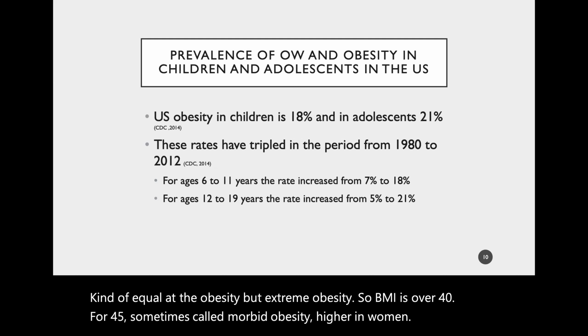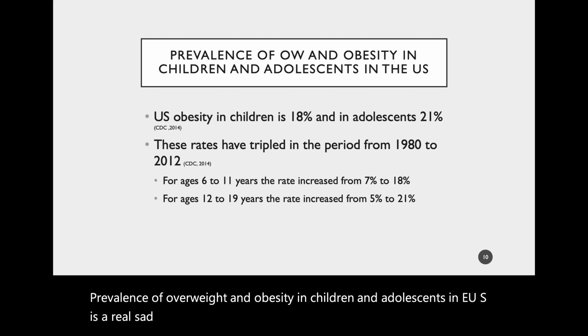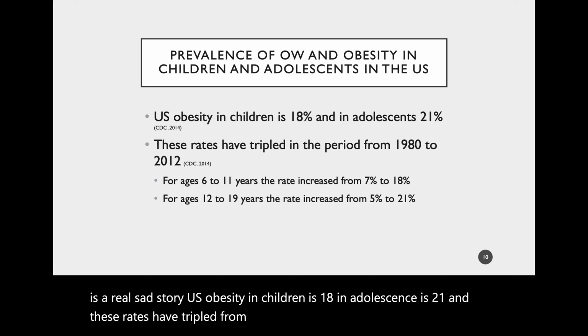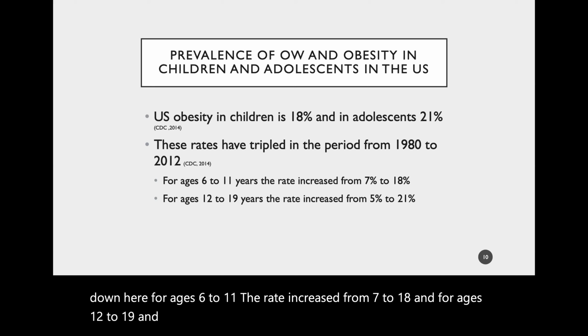Prevalence of overweight and obesity in children and adolescents in the US is a real sad story. US obesity in children is 18% and in adolescents is 21%. And these rates have tripled from 1980 to 2012. And you can see it's broken down here for ages 6 to 11, the rate increased from 7% to 18%. And for ages 12 to 19, it increased from 5 to 21% in that period of time.